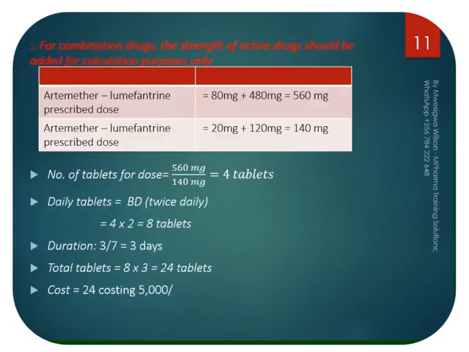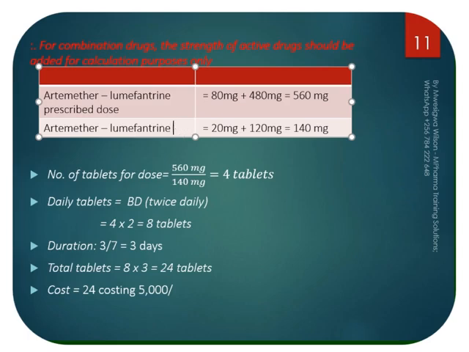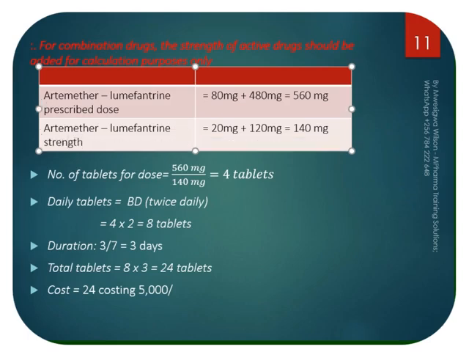So, note that for a combination drug it is important you first add the strength of the actives in the drug for easier calculation. So the prescribed dose is 80 plus this, giving 560. The strength available is 20 plus 120, giving me 140 milligrams.